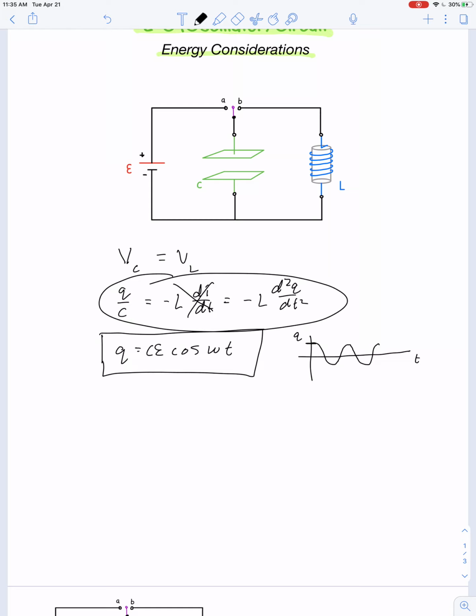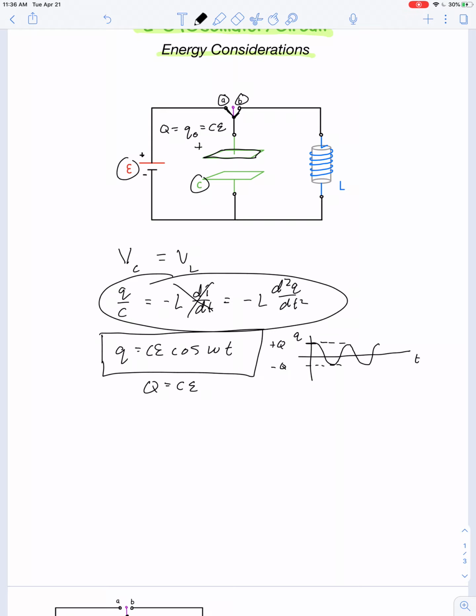The maximum and minimum values for the charge, negative Q and positive Q, that maximum amount of charge is just equal to CE. That's what you get when you throw the switch into position A and allow the upper plate to become positively charged to an initial value equal to the product of the capacitance and the battery voltage. And that's just as well to call it capital Q in place of lowercase q naught.